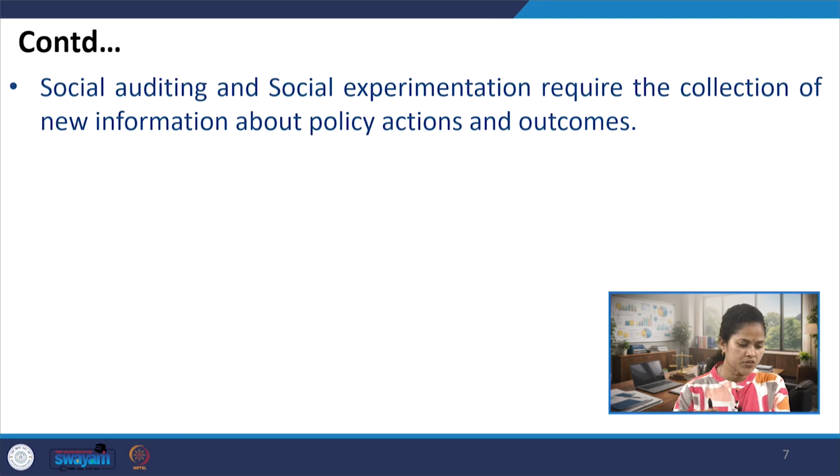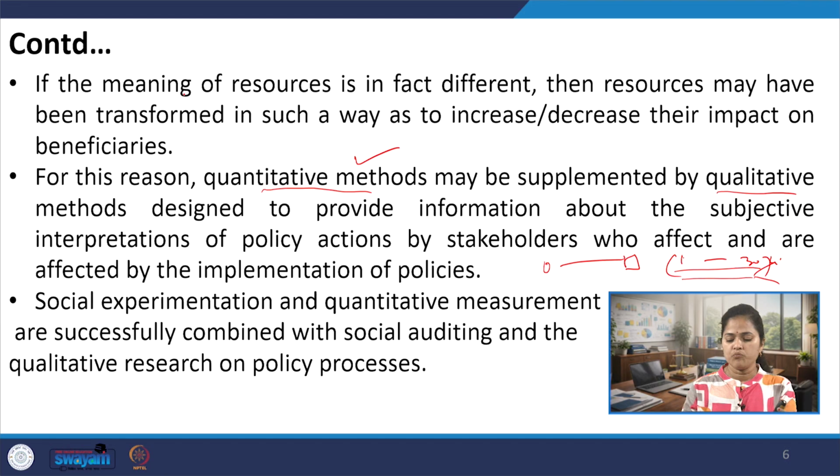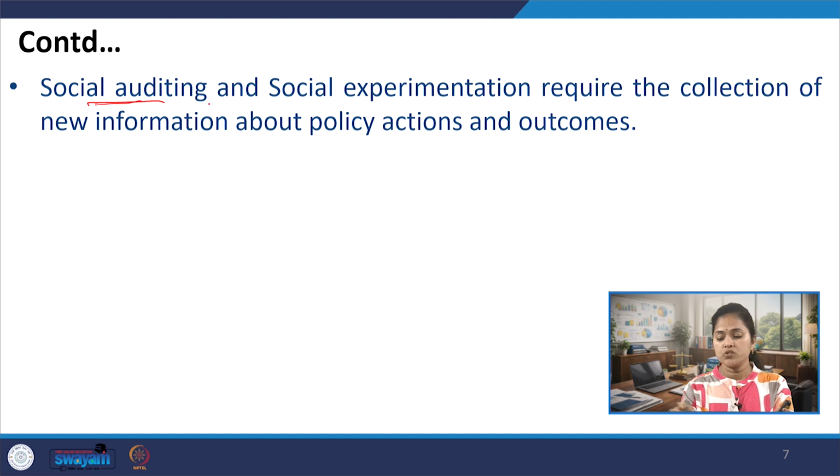Okay, so based on this understanding about social auditing and social experimentation that we have already discussed, right? Now we can find that social auditing and social experimentation require collection of new information about the policy actions and policy outcomes. So what new information are we requiring? For social auditing, for example, the new information is what qualitative changes happen because of the policy implementation, or what quantitative changes happen because of the policy implementation. Okay, so social auditing requires the collection of this new information about the policy actions and policy outcomes. The same is the case for social experimentation. So, both these monitoring approaches require the collection of new information about the policy actions and policy outcomes.